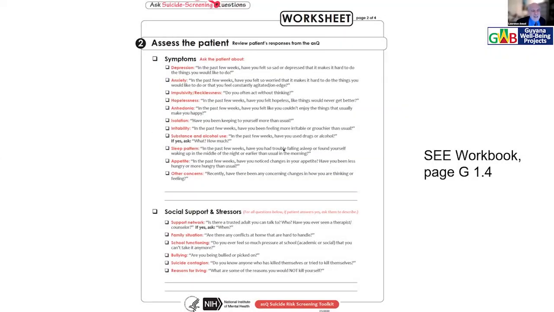Then you check in on these symptoms. Okay, so this is, again, the middle ground where you haven't sent them to the emergency room, you haven't sent them home because they're great. You are now doing an assessment in the middle to see if they are safe. Check impulsivity, hopelessness. You just click off all of these things, which are symptoms, and then you look at social supports, which are protective factors, support networks, family situations, etc.